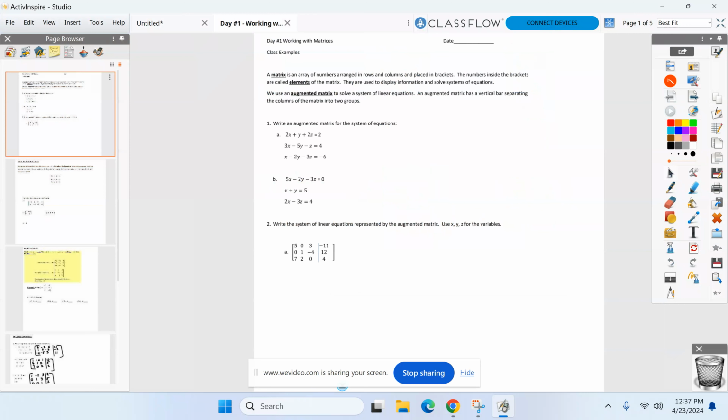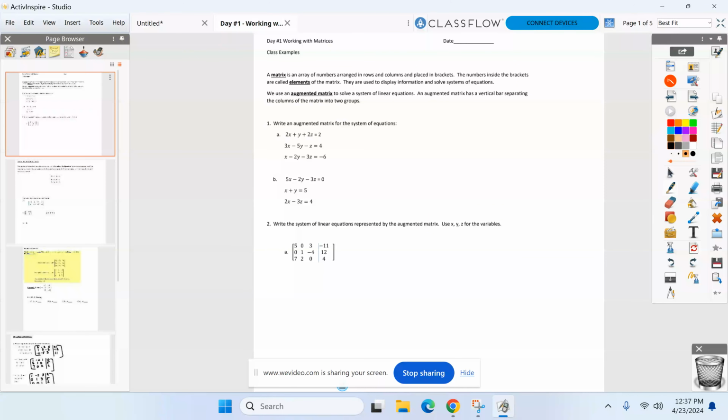Don't get freaked out. If you look at the 1A there, I'm not going to ask you to solve the three equations, three variables. But the goal at the end of this unit is to show you how a matrix actually solves those, instead of doing it old school like you used to: eliminate a variable, plug it back in, eliminate another variable. So let's look at 1A here. I want to write a matrix for this system of equations, three variables, three equations.